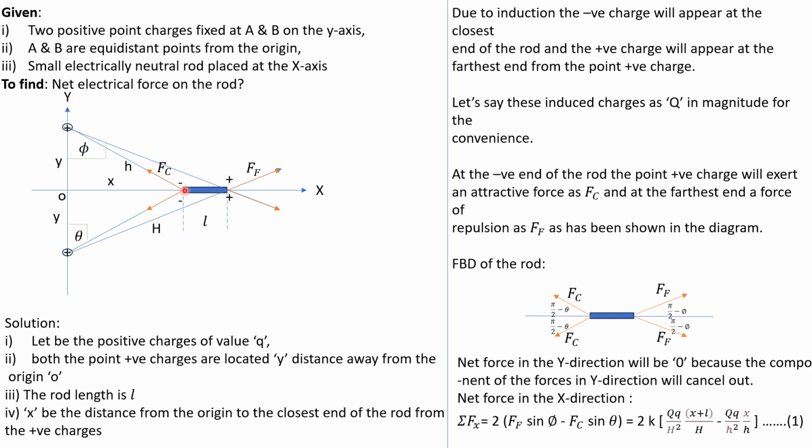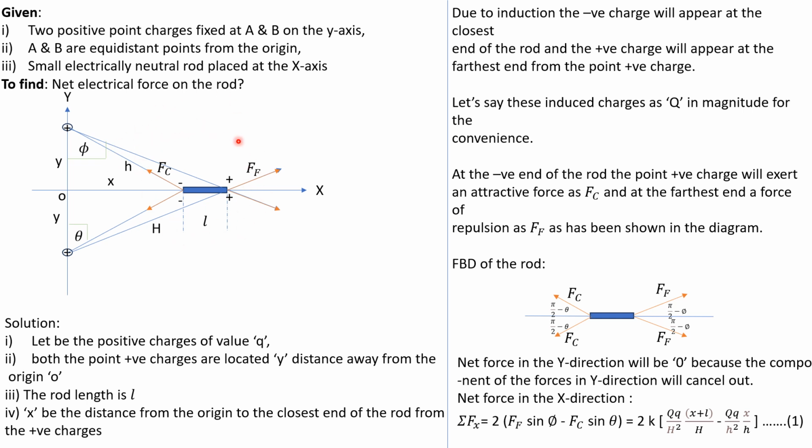This force will have two components, one in the vertical direction. Since these forces are equal, the component of force in the vertical direction will be the same but opposite in direction, so this will cancel out. The same here for FF. But the horizontal components will add up to each other. Same way for FF. It means there will be a net force in the x direction.